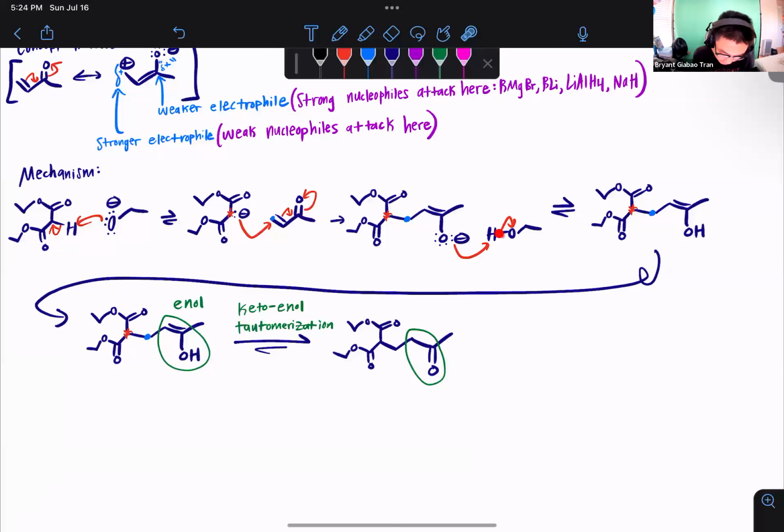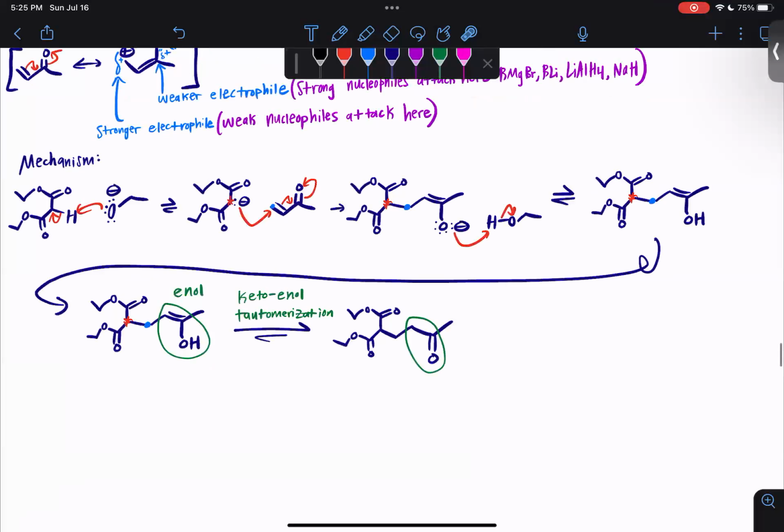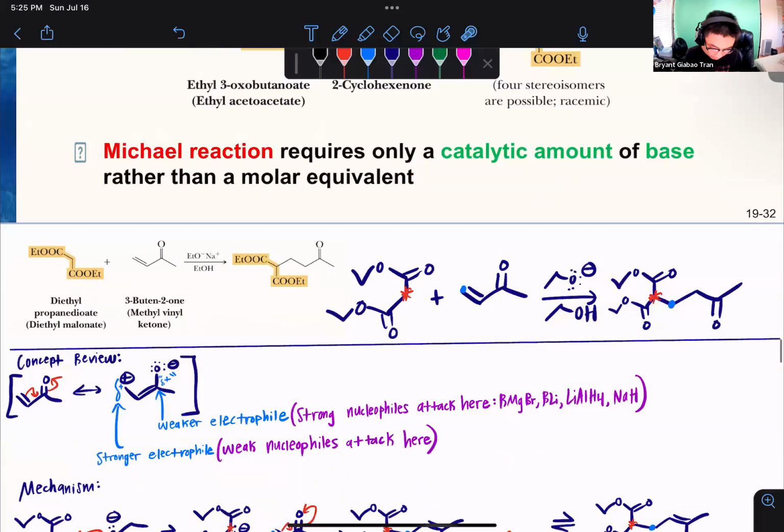And then I protonate this O-, which gives me an enol here, and then I do keto-enol tautomerization into the carbonyl. That's our final product. Yeah, that's the final product for Michael addition.